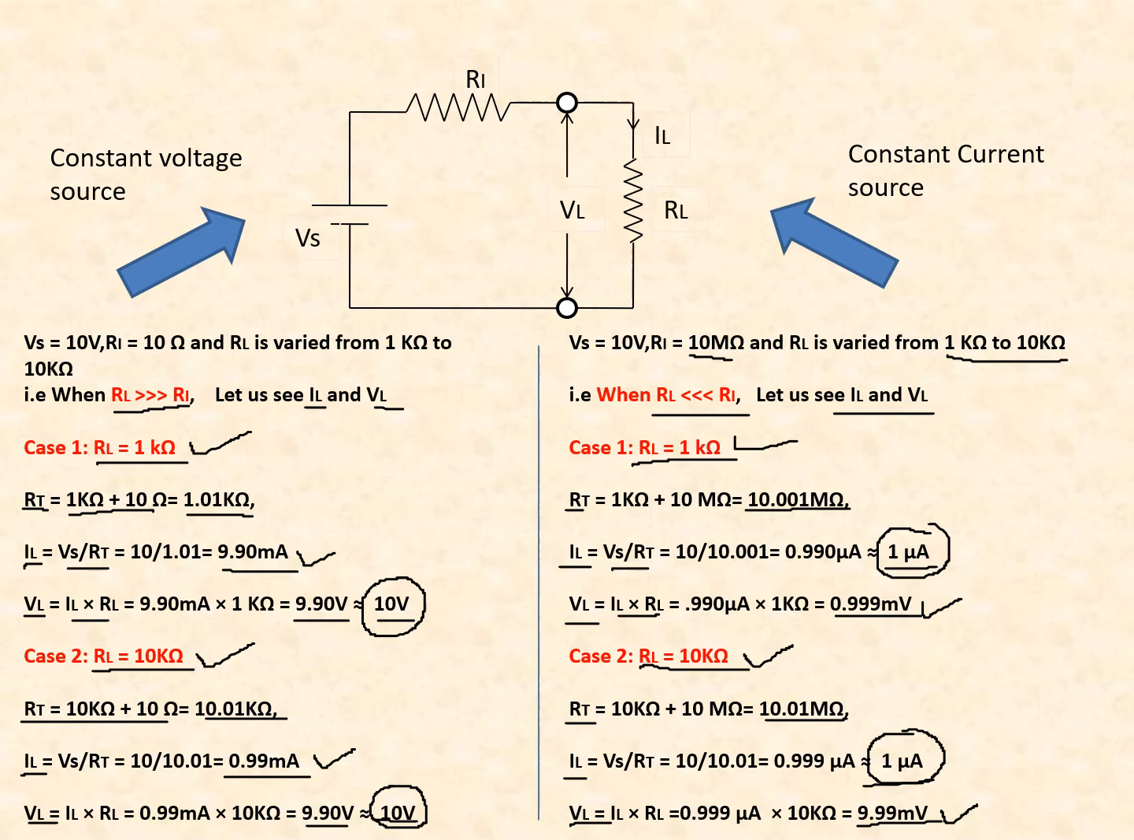So from this discussion, it is clear that when RL is very much greater than Ri, source is acting as a constant voltage source, and when RL is very much less than Ri, source is acting as constant current source.